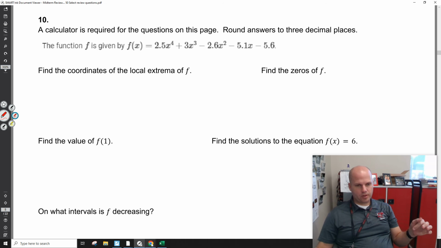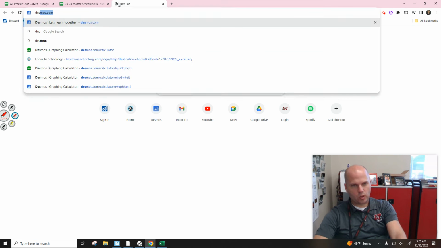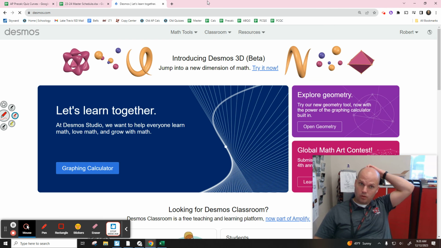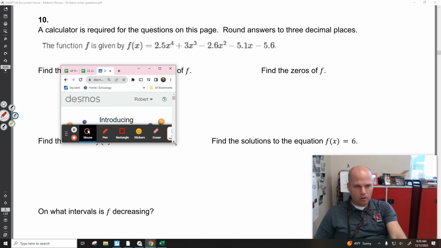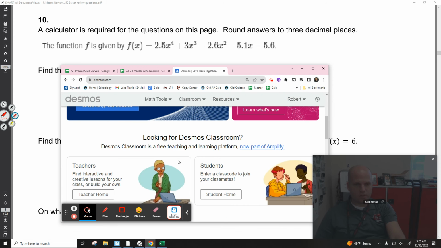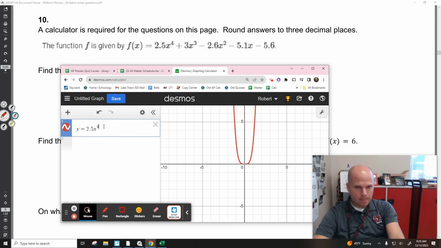I use Desmos for this. You're not using your calculator at all. This is more just questions that make you have to know increasing, decreasing, concave up, concave down stuff. So using Desmos would be a lot quicker for me.